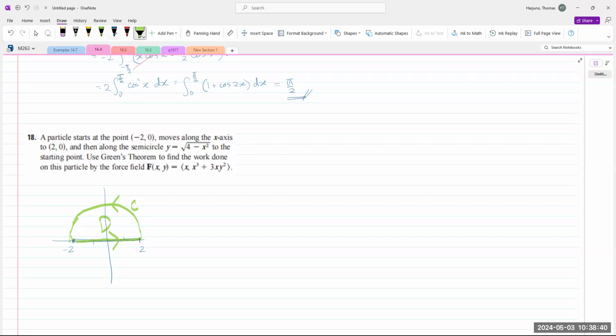So use Green's theorem to find the work done on this particle by the force field F. The work is equal to the integral over the closed curve C of the force field dot dr, which is equal to the double integral over domain D of q sub x minus p sub y.